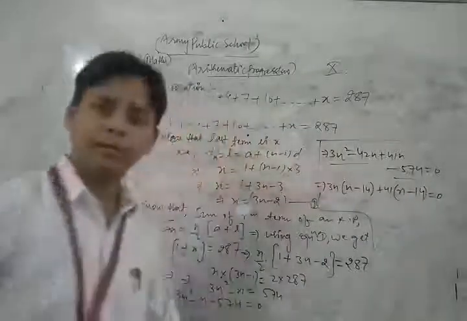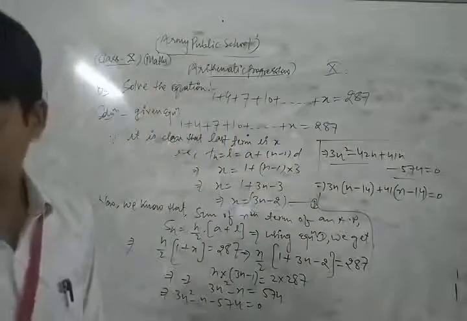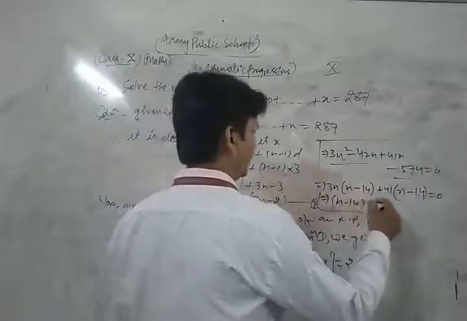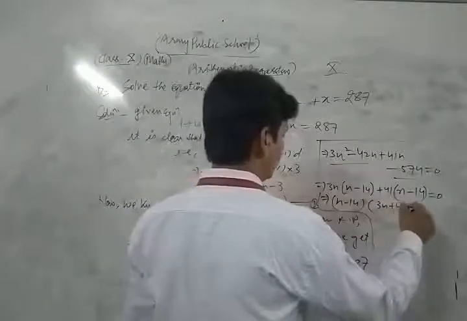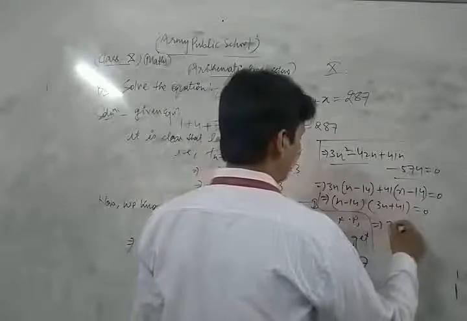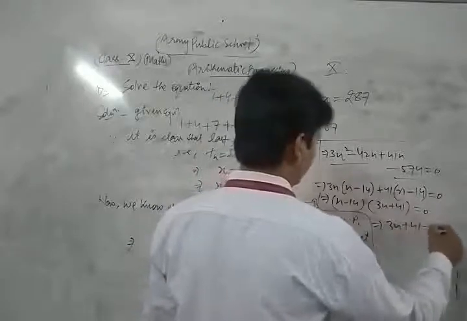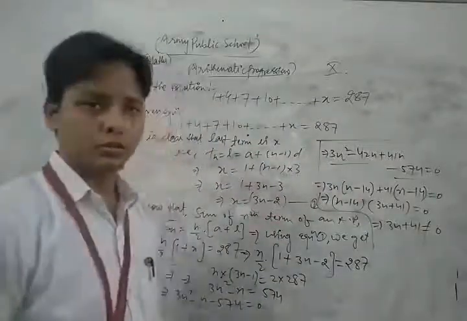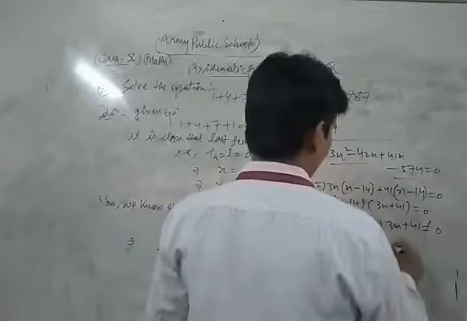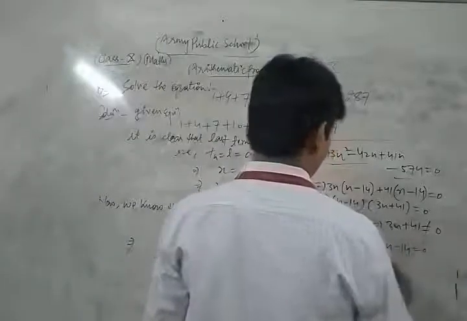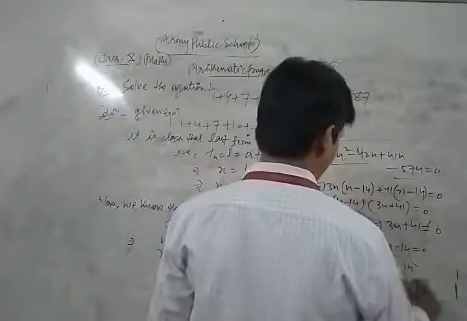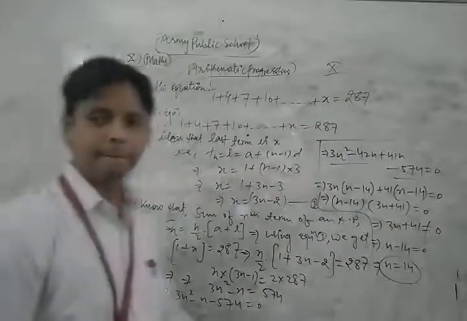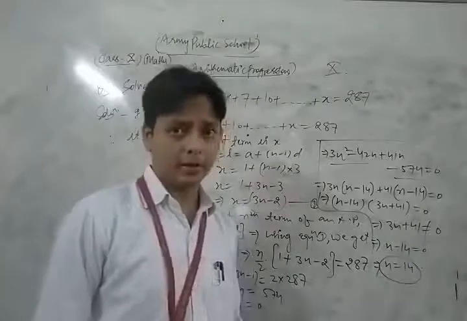Now we take n minus 14 in one bracket and 3n plus 41 in the other bracket, is equal to 0. Now we don't take 3n plus 41 equal to 0. We only take n minus 14 is equal to 0. So we get n is equal to 14.